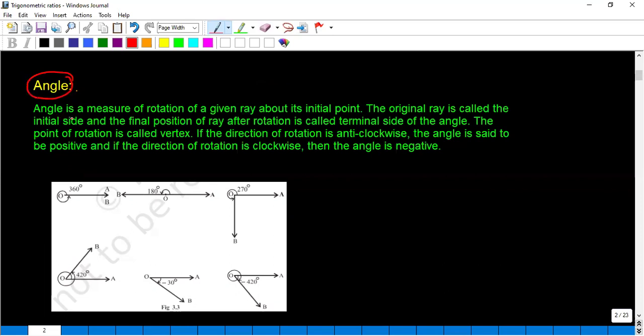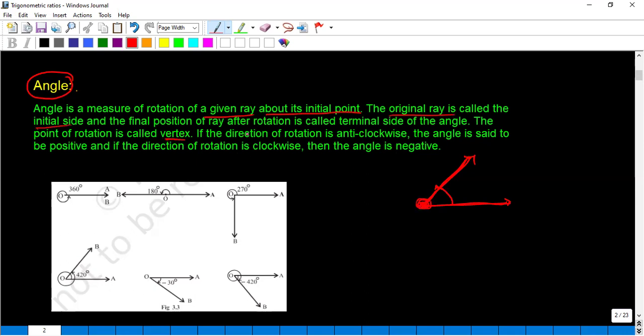Angle is a measure of rotation of a given ray about its initial point. Just see here. Suppose I have this initial ray, and I turned it up to here. This is the initial position, and this will be the terminal position or final position. The original ray is called the initial side, and the final position is called the terminal side. The point of rotation is called the vertex.